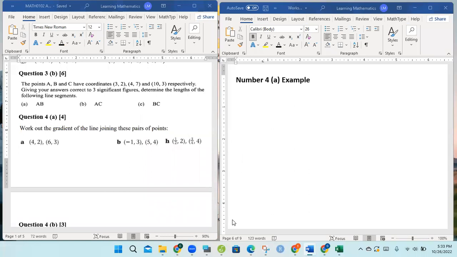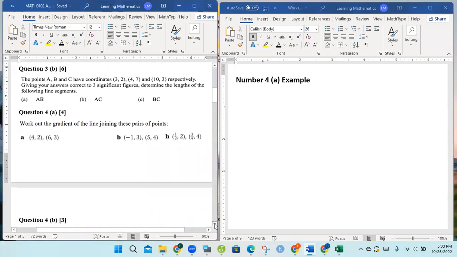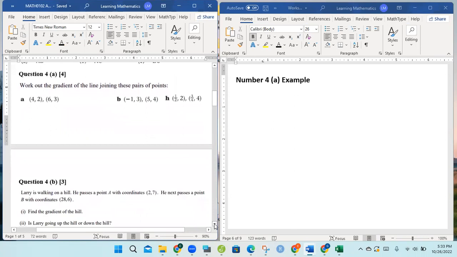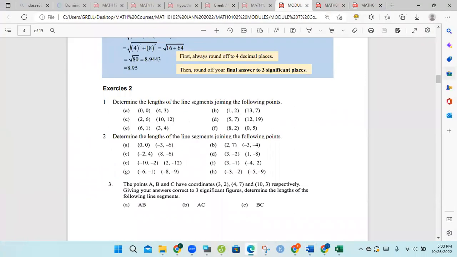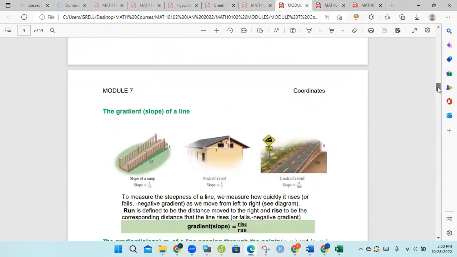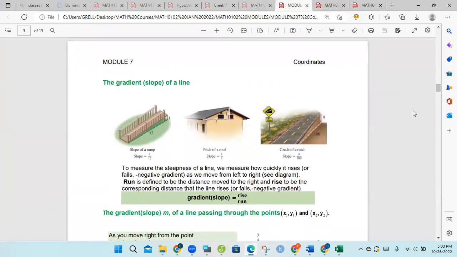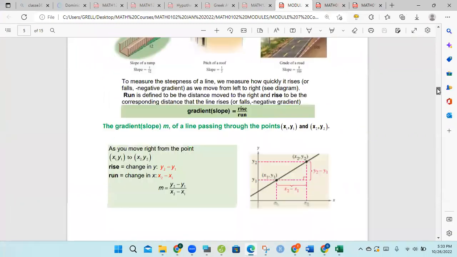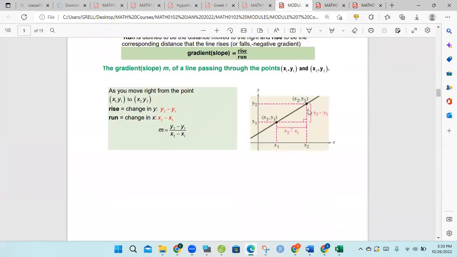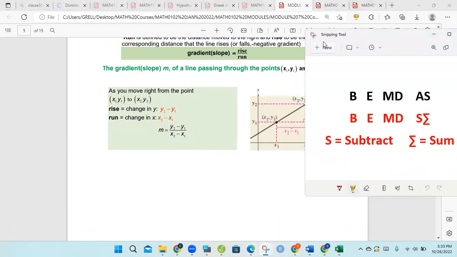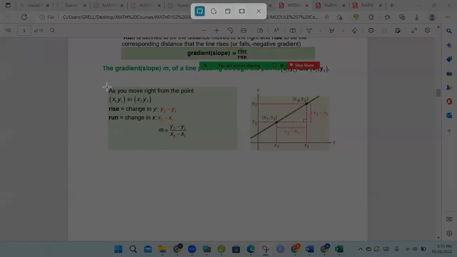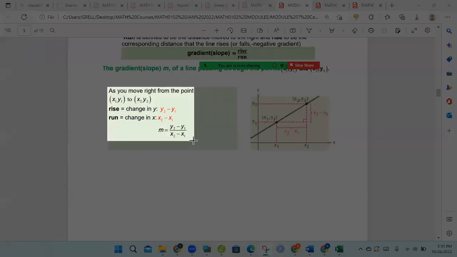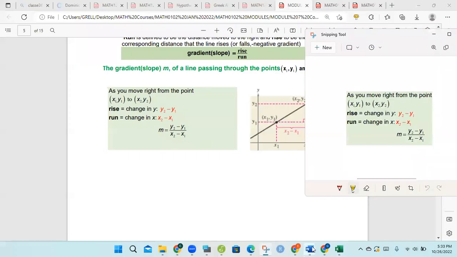So we're moving to number 4, part A. And number 4, part A is asking for the gradient. You can get gradient in the module, weekly notes, module number 7, gradient of slope. Here it is. The formula is rise over run. The symbol for gradient is M, y2 minus y1 over x2 minus x1. I think M means mount, to climb.